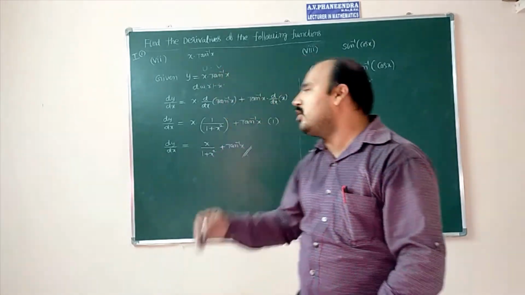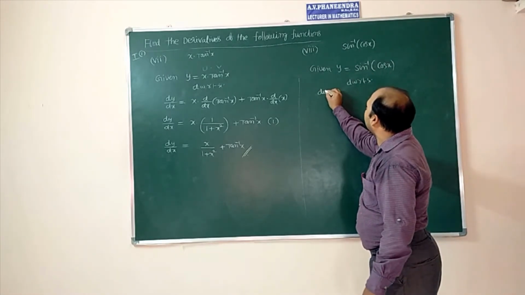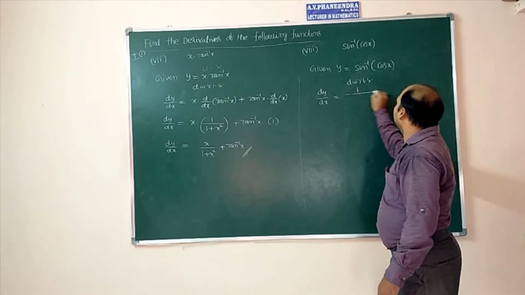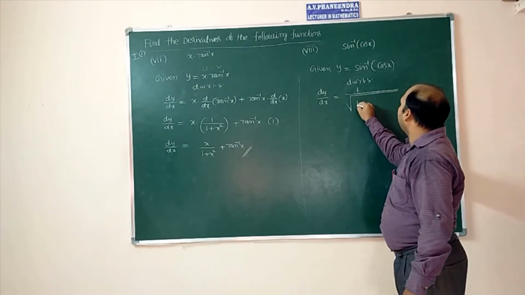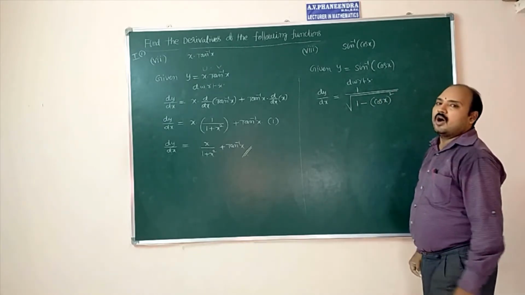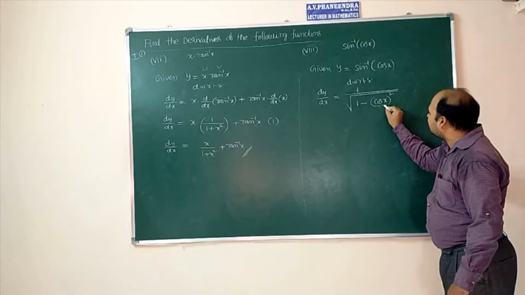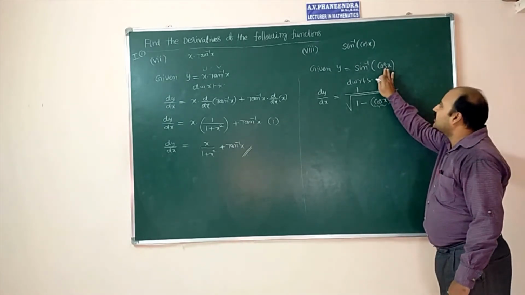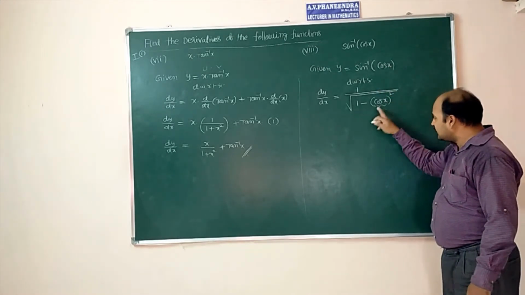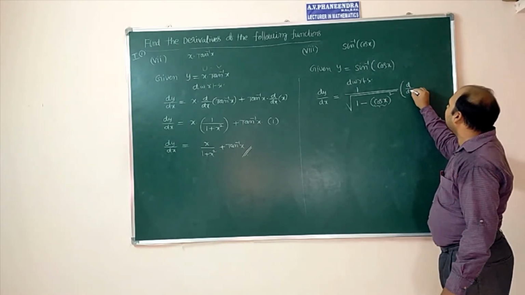In place of x, what value is there here? Cos x is there. So differentiate with respect to x, y becomes dy by dx, which is equal to 1 by square root of 1 minus cos x whole square. After that, in place of x, cos x is there, so again we have to differentiate cos x. Suppose 3x is there, you have to differentiate 3x again. If sin x plus 2 is there, you have to differentiate sin x plus 2 again. Whatever the function is there, you have to differentiate that function.